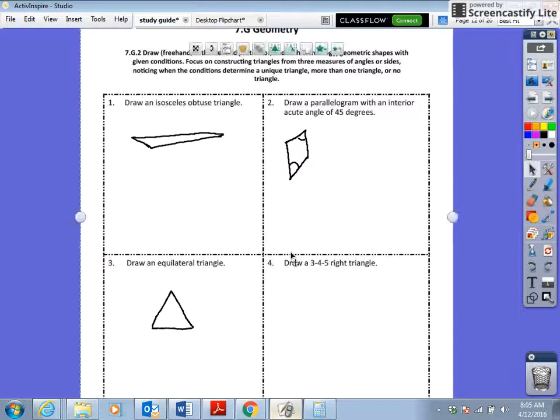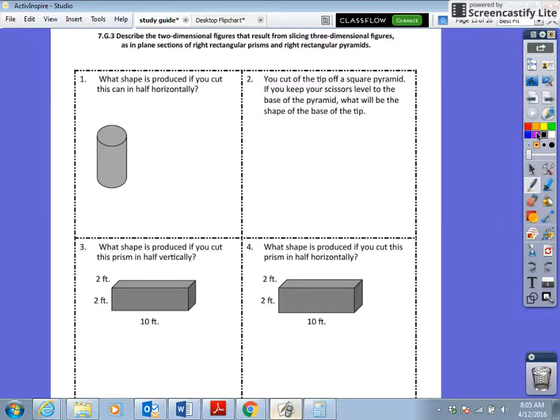Draw a 3, 4, 5 right triangle. We haven't really covered that too much, but a right triangle, that just means that's 3, that's 4, and this is 5, right triangle. Bam. Now I have enough time. I'm actually going to come over to this next one because this is just slicing three-dimensional figures.